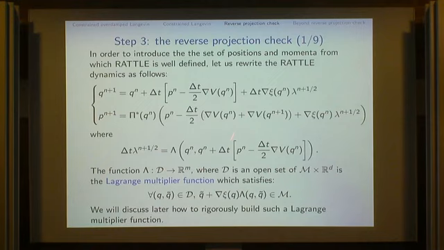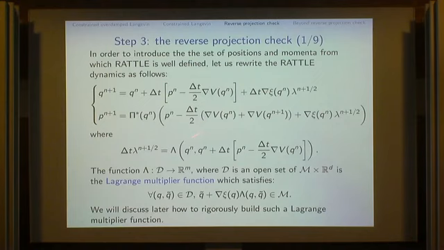So you see that the step which is difficult is this one. I start from Qn with a velocity Pn. I do an unconstrained move, and then I need to project back to the manifold. So I need to find the lambda n plus 1/2 so that psi of Qn plus 1 is equal to 0.